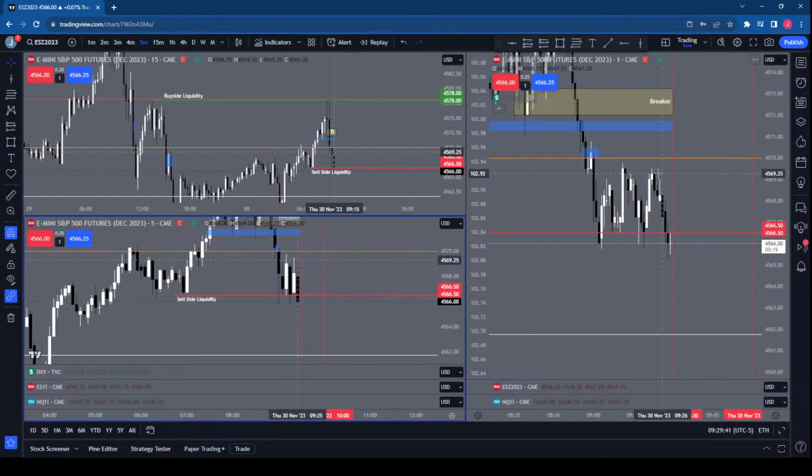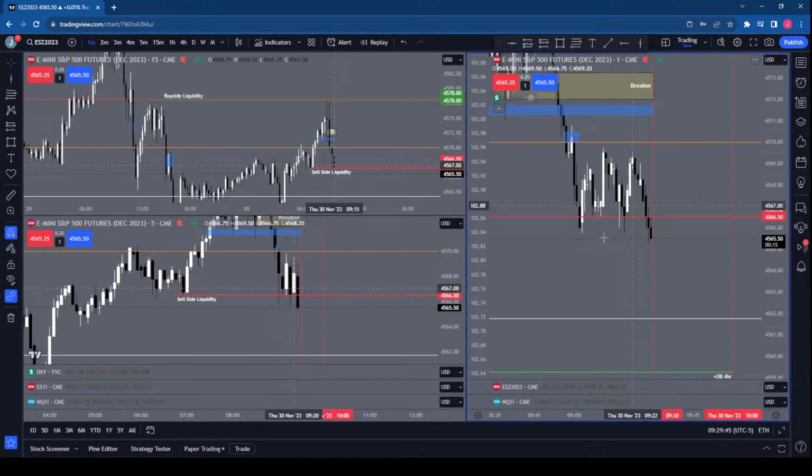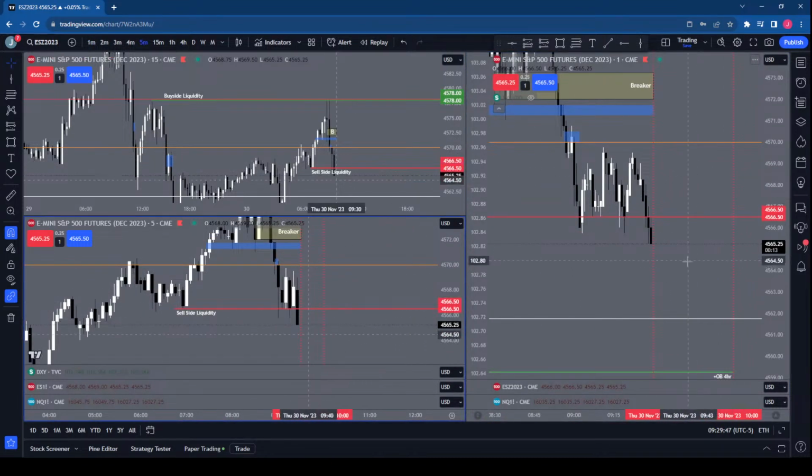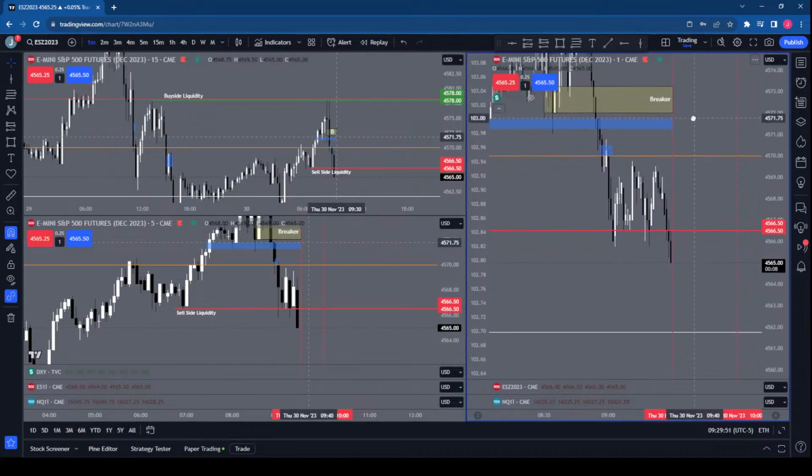Notice how these highs are staying below this up close candle. So I like downside until we get above this breaker. Really, I thought we could retrace up into it before going lower.